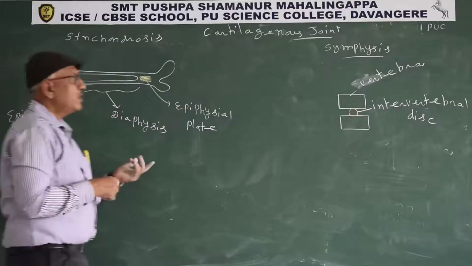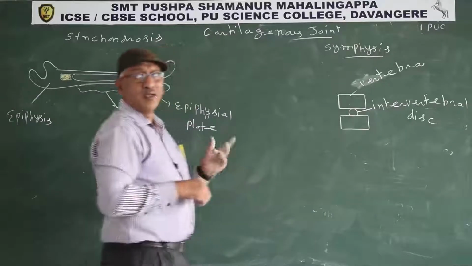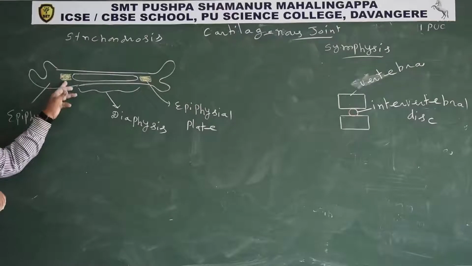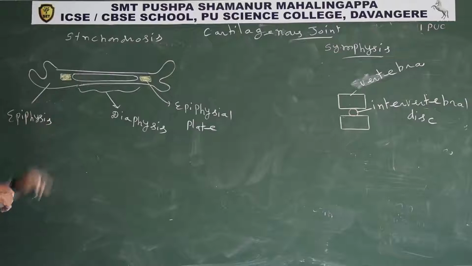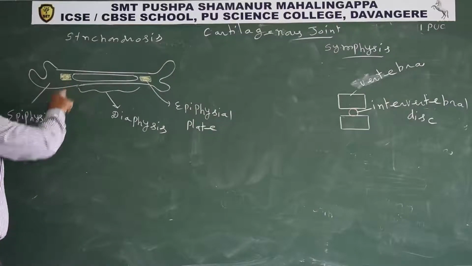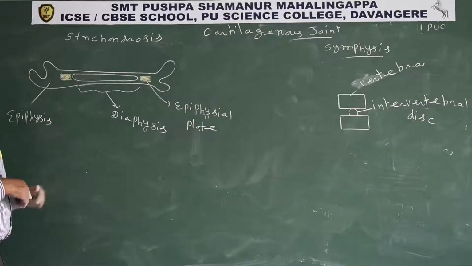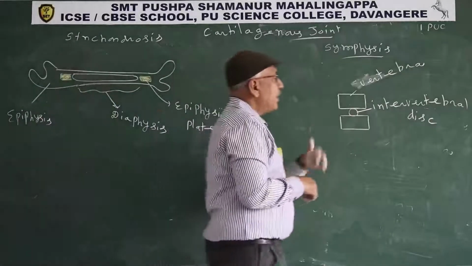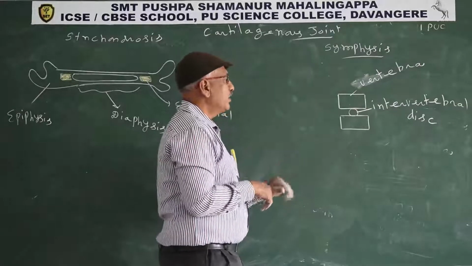So what is a cartilaginous joint? If the joint contains cartilage, it is known as a cartilaginous joint. It is of two types, synchondrosis and symphysis. If hyaline cartilage is present between the two bones, it is known as synchondrosis. The epiphyseal plate is a hyaline cartilage present between epiphysis and diaphysis. That is the example for synchondrosis.